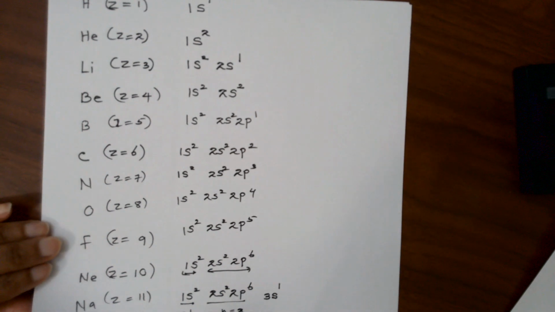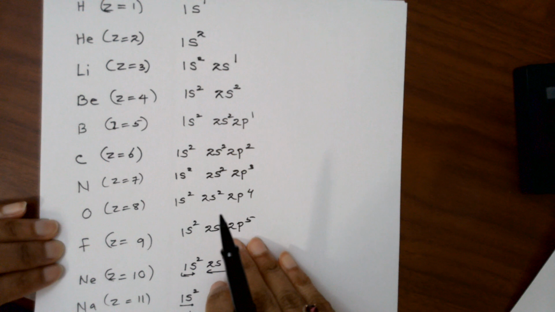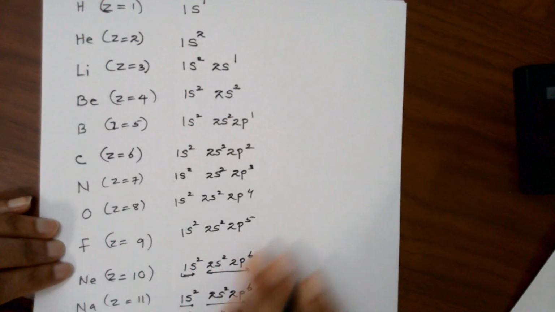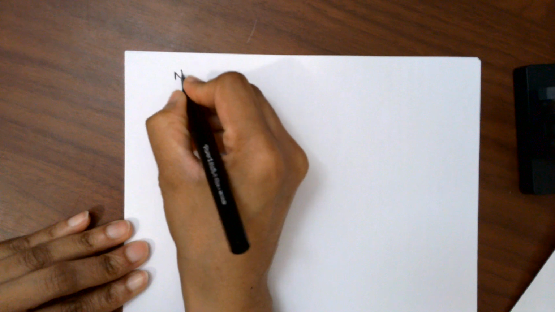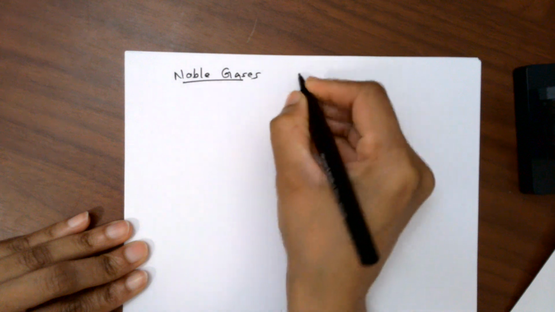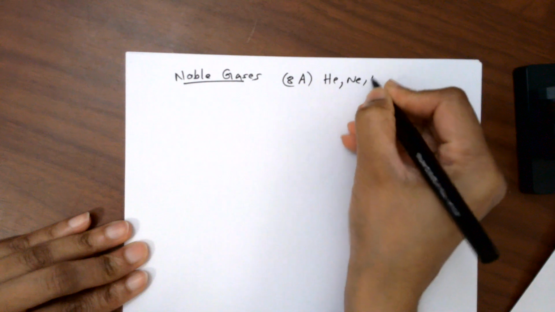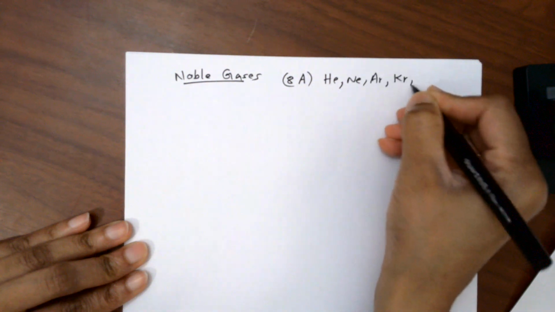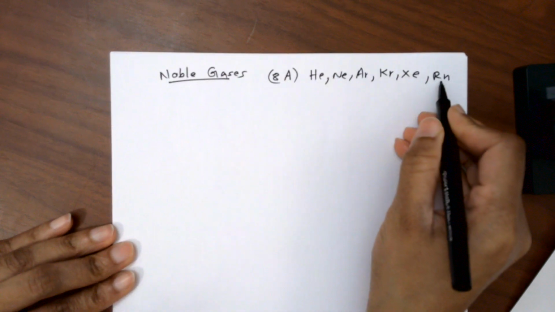Now let's move on to the second topic, the noble gas shortcut, or what we call noble gas notation. How can we write the same configuration according to the noble gas shortcut? What is the meaning of noble gas shortcut? What are the noble gases first? Noble gases, or the inert gases, are the gases in group 8A: helium, neon, argon, krypton, xenon and radon. These are the noble gases, group 8A.